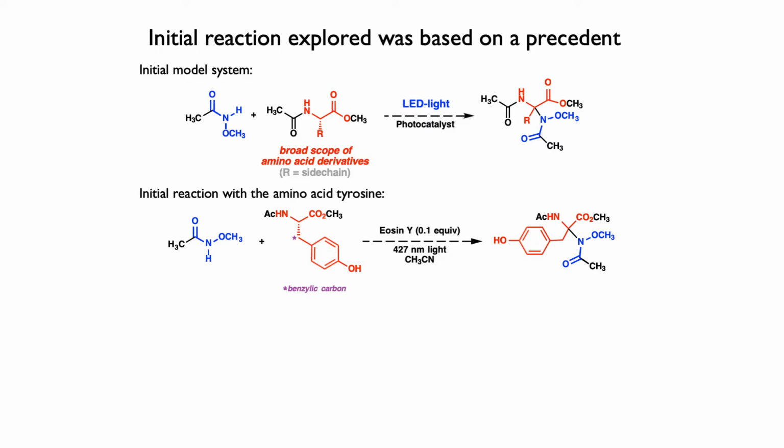So I'm just showing here again, this was the overall system that we were starting with. And this is the specific reaction that we started with. So the same alkoxyamide, but then using as our amino acid tyrosine, and using a photocatalyst, specifically eosin Y, and solvent being acetonitrile, and our LED light, which is purple at about 427 nanometers. And this is the specific product that we hoped we would get there.